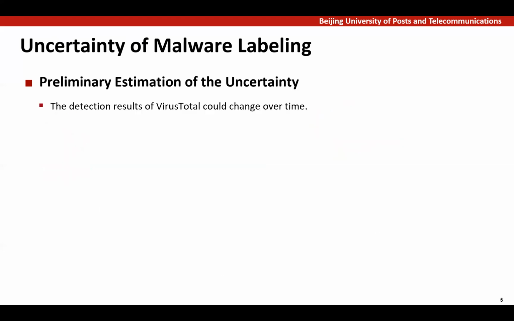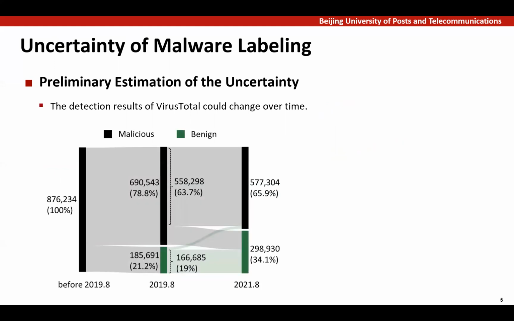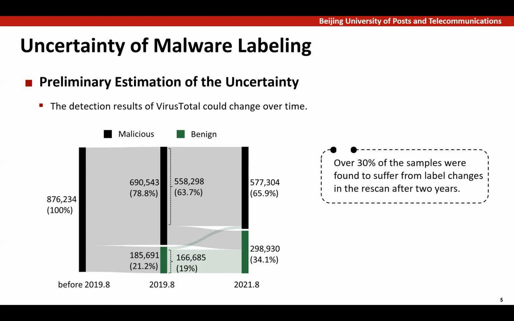Besides, the detection results of VirusTotal could change over time, making it more difficult to infer the true labels of an app. For this, we carried out a preliminary study. We collected over 8,000 samples in August 2019, at which time we uploaded them to VirusTotal for scanning. After 2 years, we uploaded these samples to VirusTotal for rescanning again in August 2021. As such, we obtained 3 snapshots of the scanning results. We can see each time there are some samples that have their labels changed. Thus, using VirusTotal for malware labeling is prone to generate error labels.